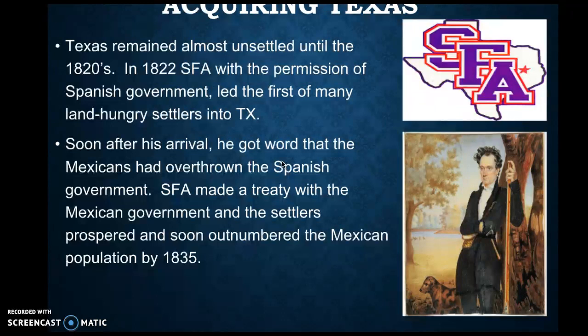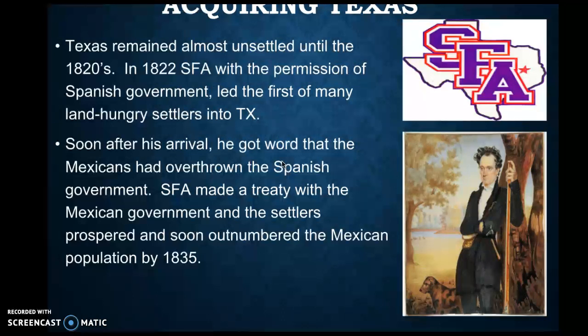Mexicans. So when they enter in, they get permission from the Spanish government. Awesome. But by the time they actually settle into Mexico, Mexico has fought a war against Spain for their independence, and they are their own now. And so this treaty that Stephen F. Austin had made with the Spanish really doesn't apply anymore. So he makes a treaty now with the Mexican government. And they soon come in, and they actually outnumber the Mexicans.